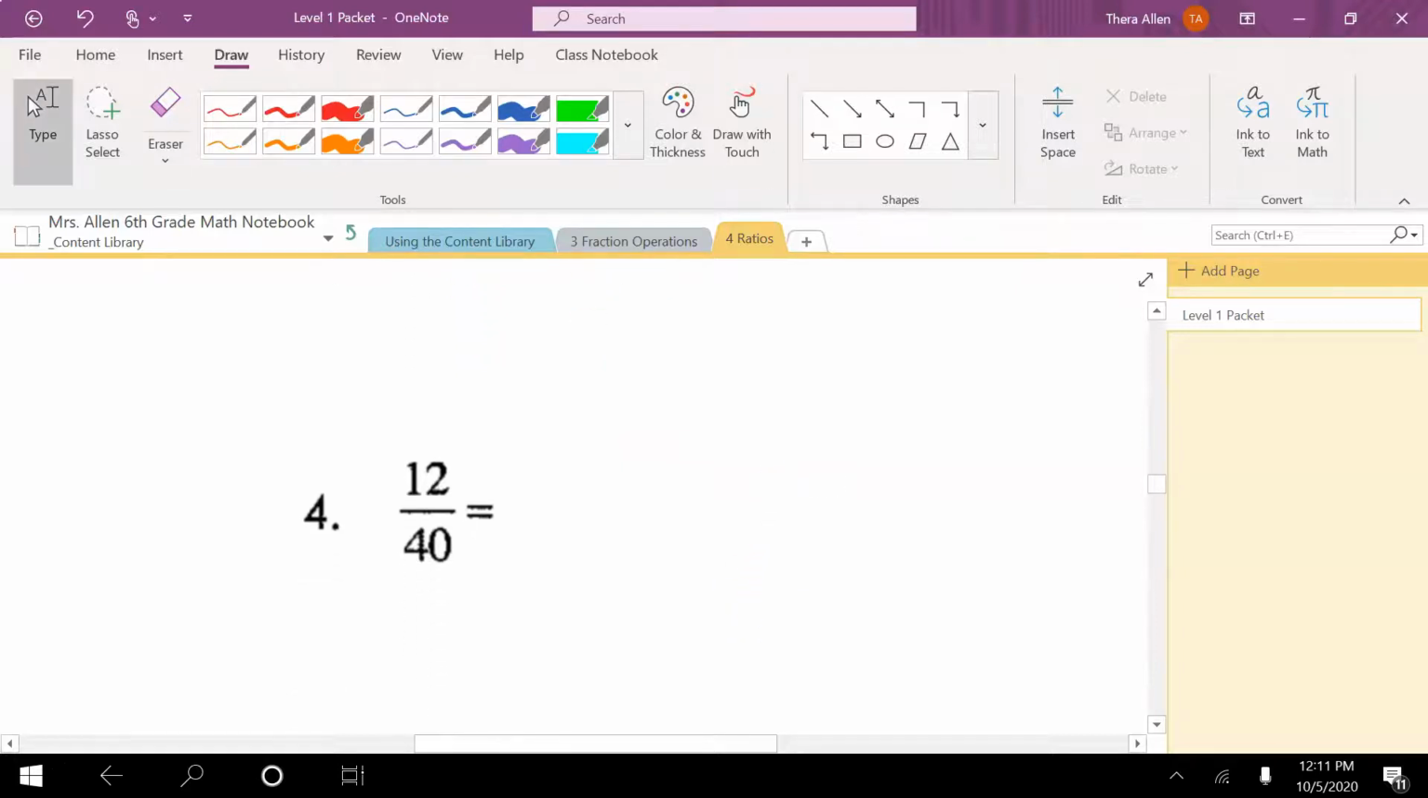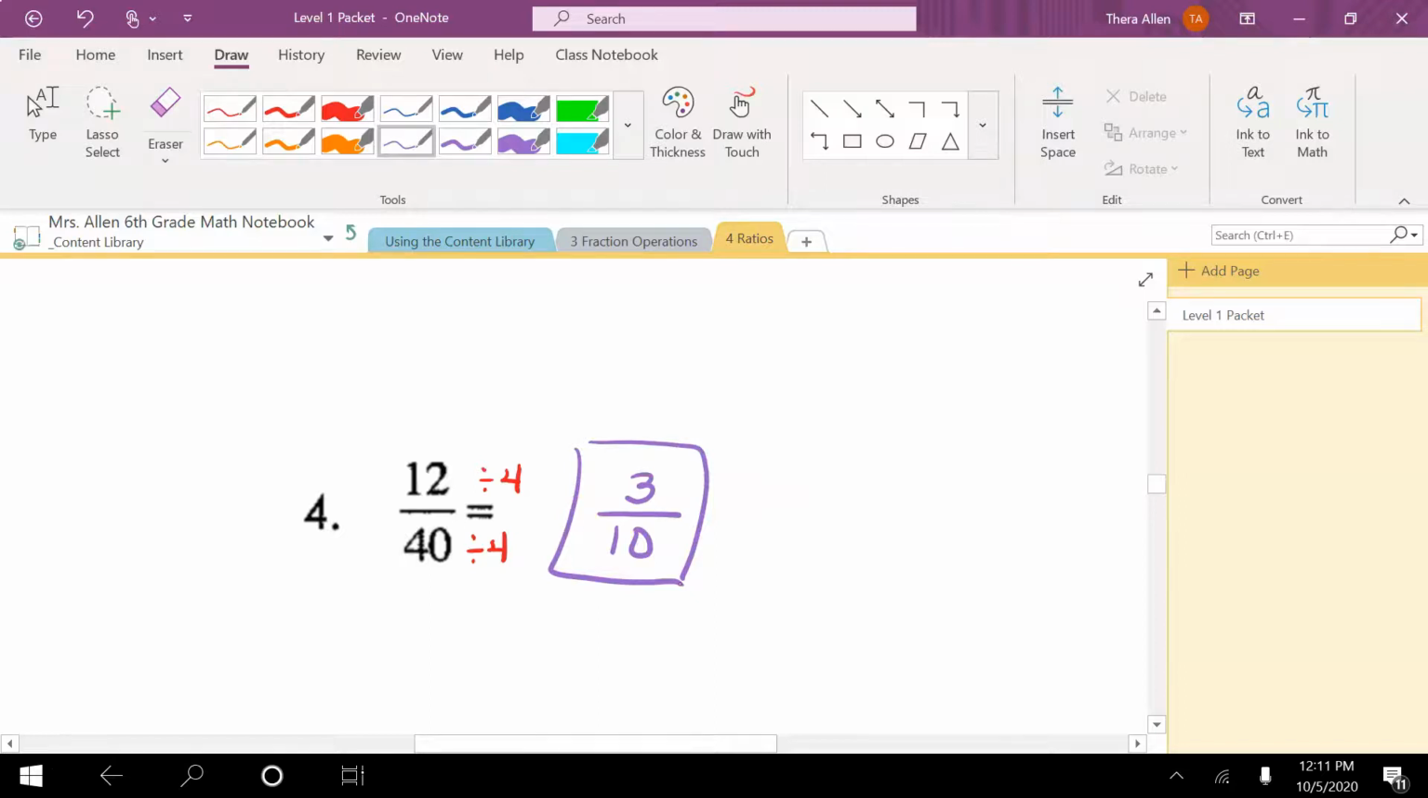And finally, 12 to 40. It has a common factor of 4. We divide by 4, divide by 4. 12 divided by 4 is 3. 40 divided by 4 is 10. And here is our simplified fraction.